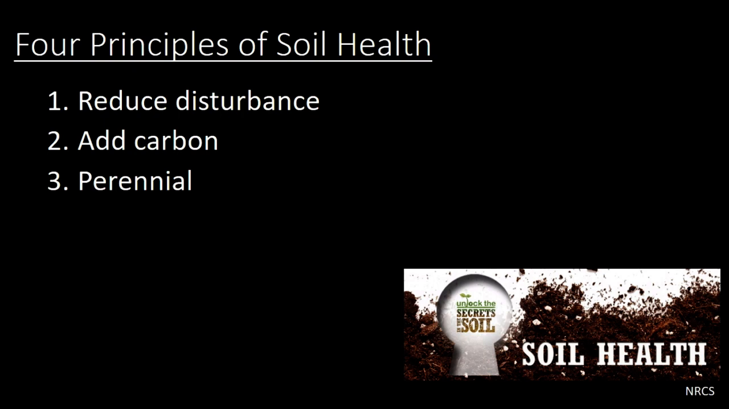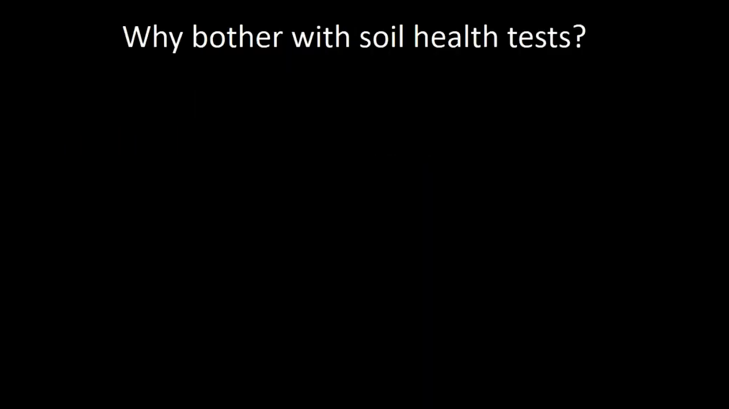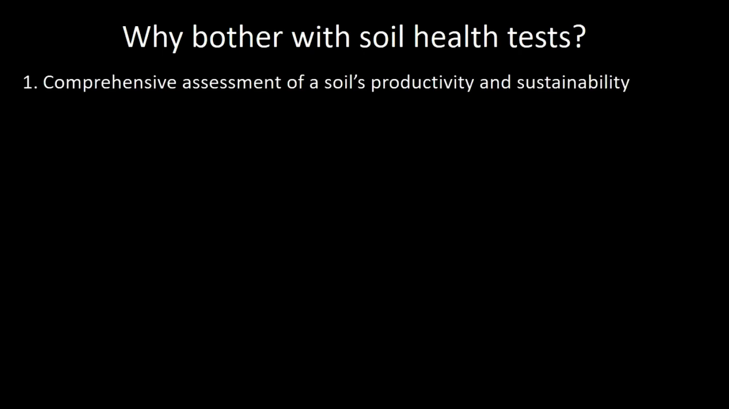Perennialization, so make sure there's living roots in the ground between cash crops, like a cover crop, for example, or on unprofitable pieces of land, convert it to maybe a perennial crop. And then diversity of plants. This is an area that I've done a bit of research in, looking at diversity of crop rotations, so diversity in time, and effects on soil health. But in short, most of these things either increase microbial biomass or the activity itself, right? And that's what farmers are looking for, at least, with soil health tests.